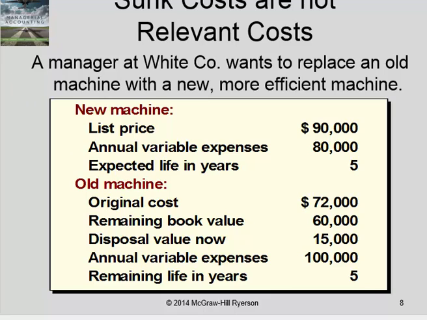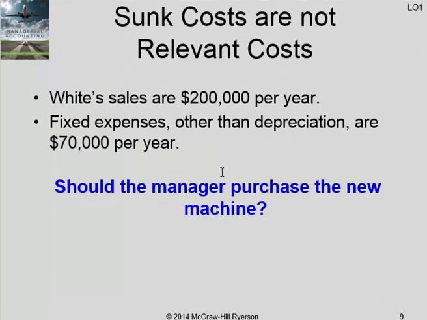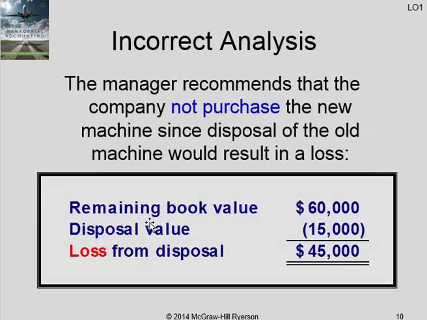So as we look at this, some of these costs listed are relevant for the decision, and some aren't. Think back to those two criteria. It's got to be different among the two alternatives, and it has to be a future cost, not a past cost. Some other information here: White sales are $200,000 per year, and fixed costs other than depreciation are $70,000 per year. Okay. Should they buy the new machine?